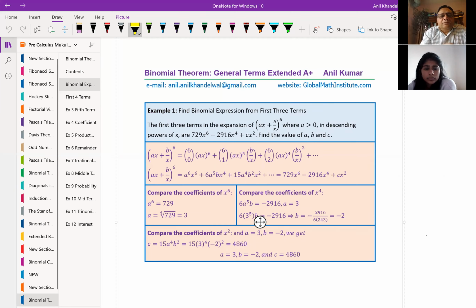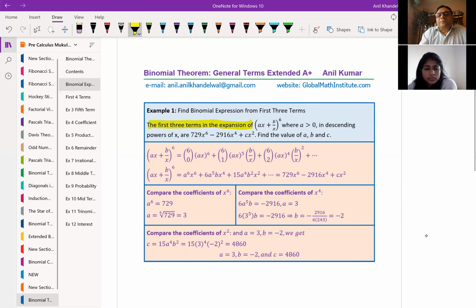So basically, the question here is: the first three terms of the expansion of (ax + b/x) to the power of 6, where a is greater than 0, in descending powers of x are, we are given the polynomial. This is the polynomial which represents the first three terms of our binomial expansion, right? 729x to the power of 6 minus 2916x to the power of 4 plus cx squared. Find the value of a, b, and c.